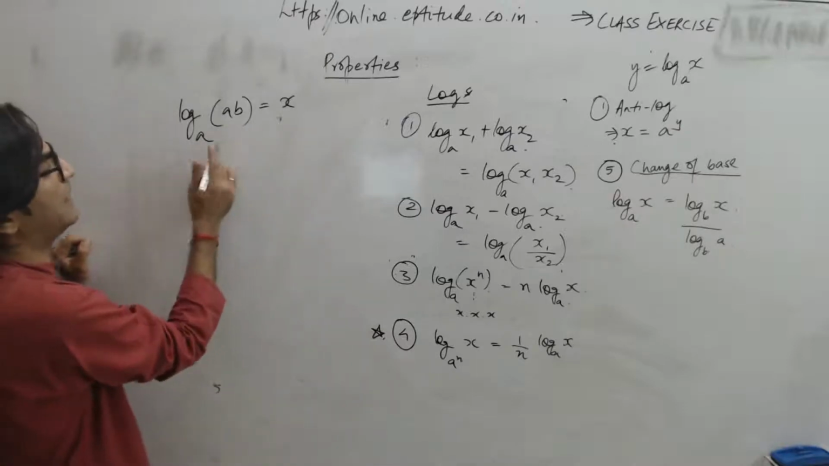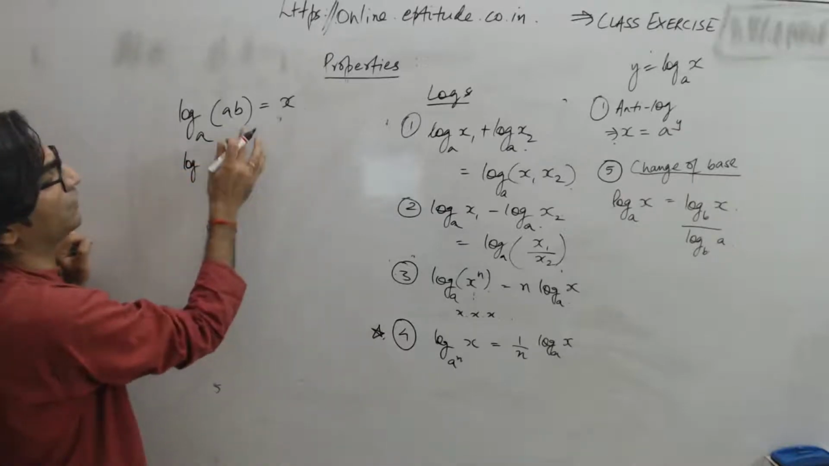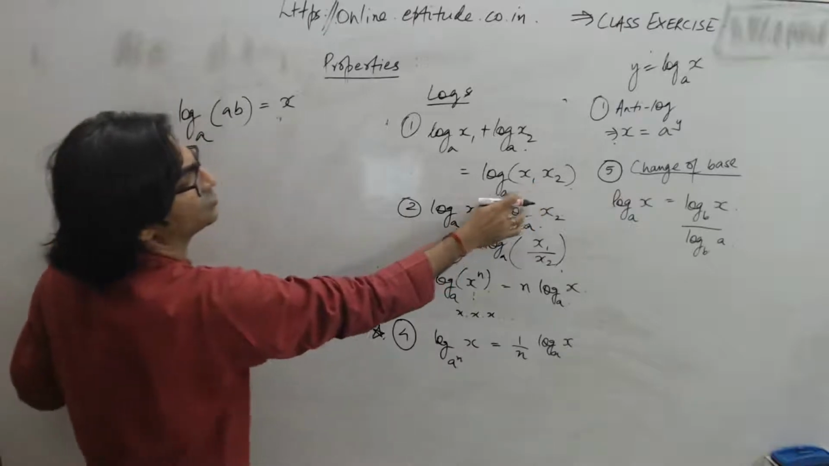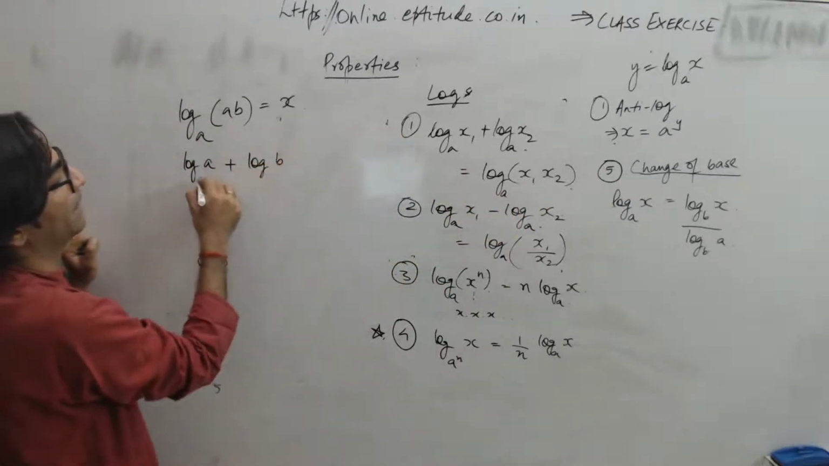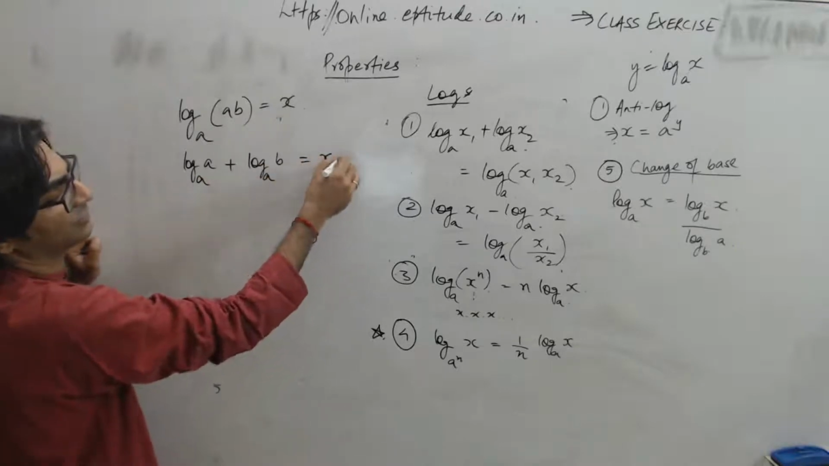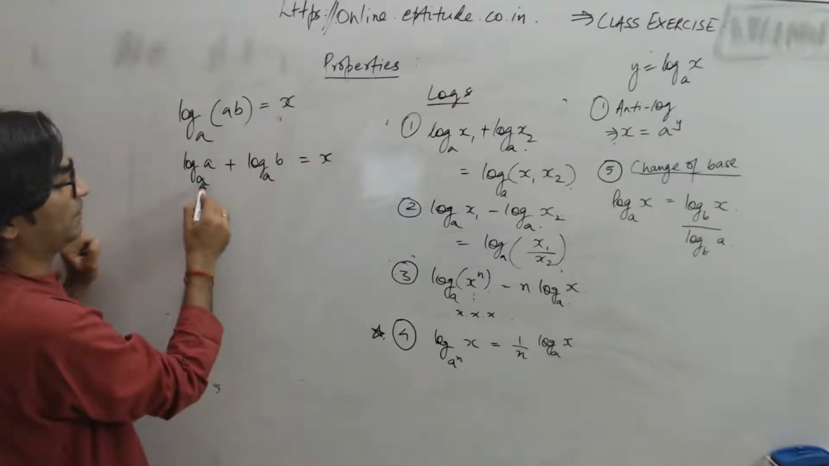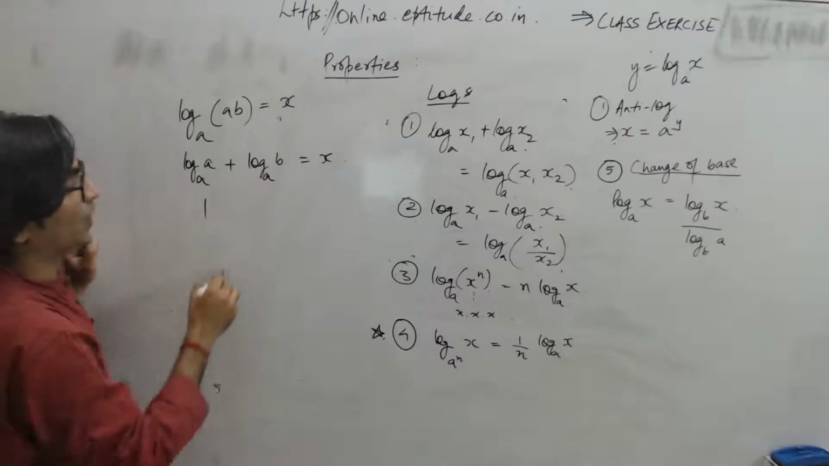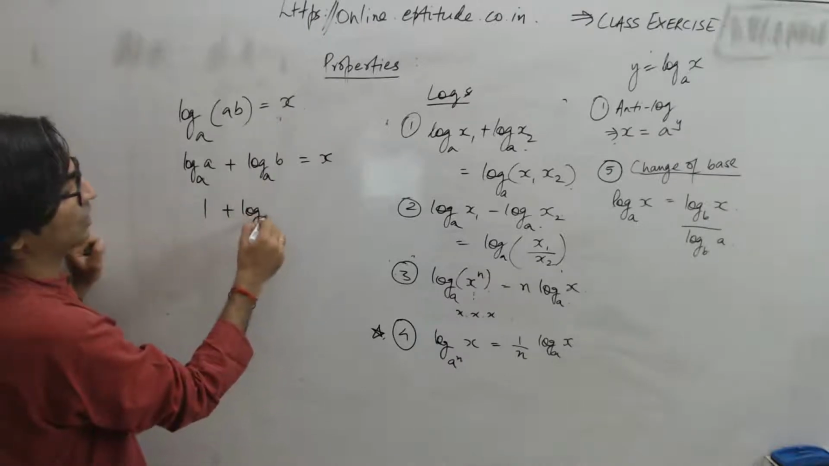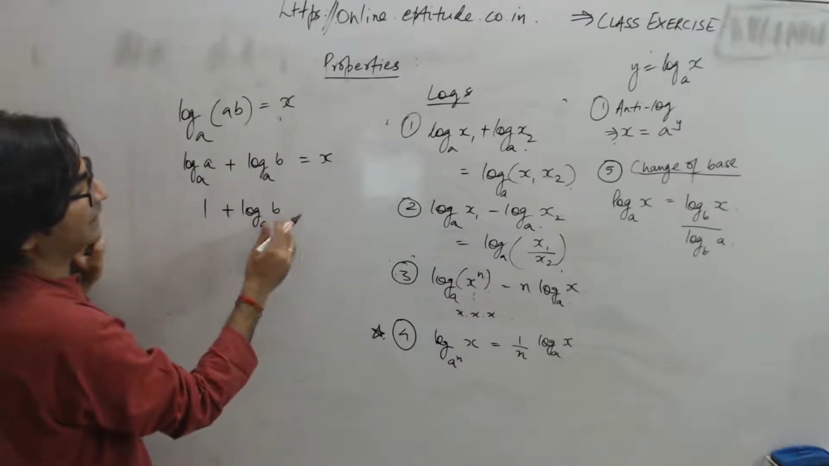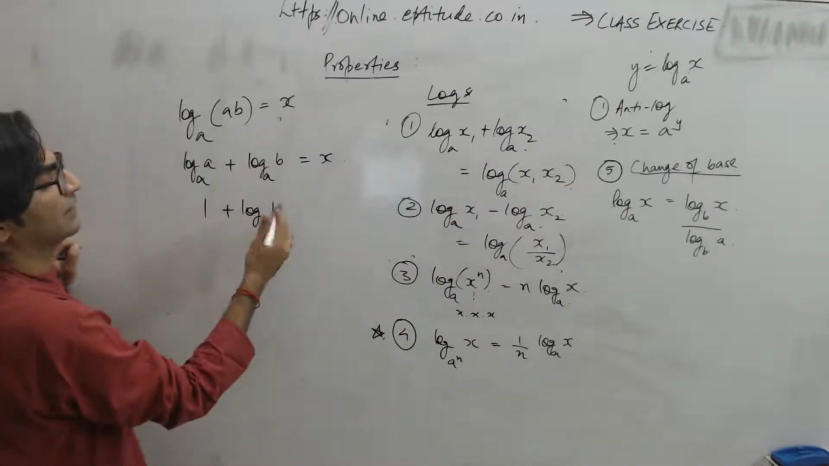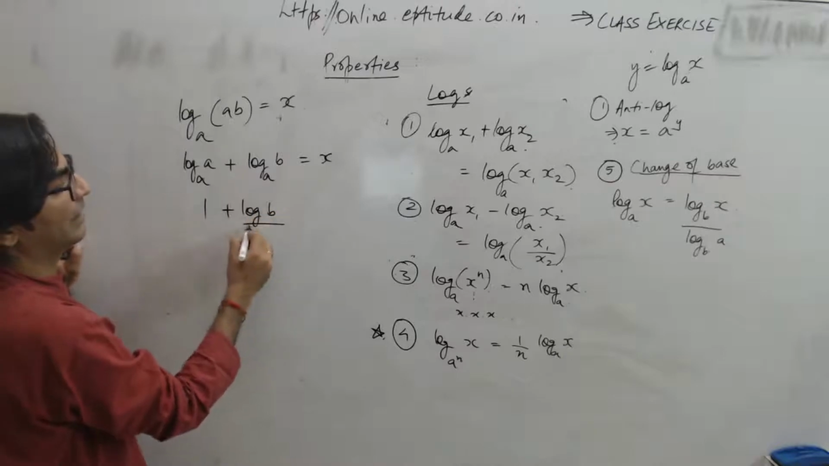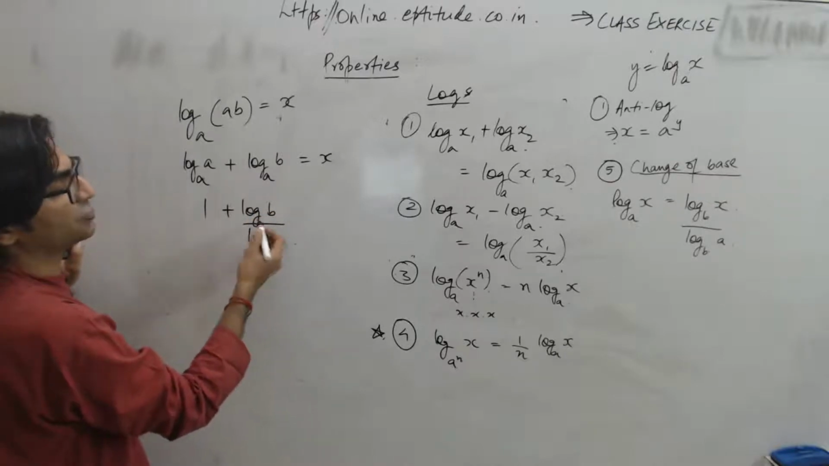So I'll expand this. I'll write this as the log of a product and use the property in reverse. It will be log of A plus log of B, both of them being in the same base A originally. So what power of A makes A? First power. So 1 plus log of B in the base A, right? And here I can use the change of base. I can write this as log B by log A. What am I doing? I'm changing the base to 10.